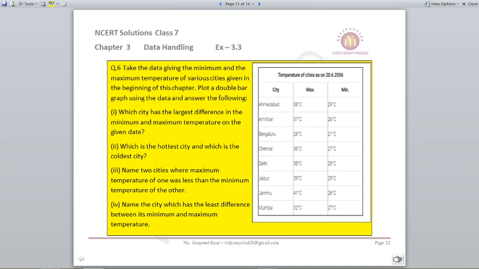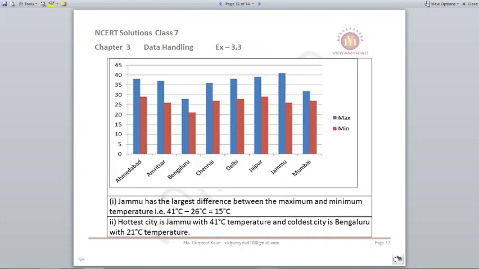Take the data given, the minimum and the maximum temperature. Now here temperature is shown for various cities, maximum temperature is shown and minimum temperature is shown. So let me first show you the double bar graph. See, for all the cities, your blue is telling the maximum temperature, your red is telling about the minimum temperature.